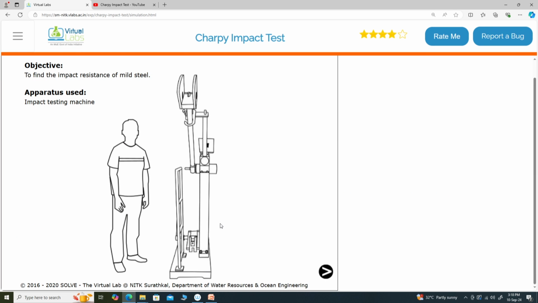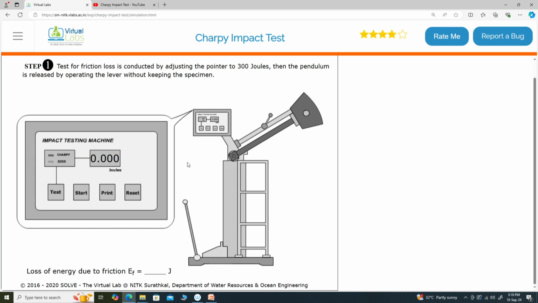Let us go through the simulation and we will have 3 trials. This is the Charpy impact test setup, and this is using sensors and transducers where the reading would be displayed here. I have to just release the load here. I will rotate this lever and the load is released in the pendulum, and there is a loss of energy due to friction, that is 1 joule. This is the calibration of the machine before testing. 1 joule of energy is lost when no specimen is there at all.